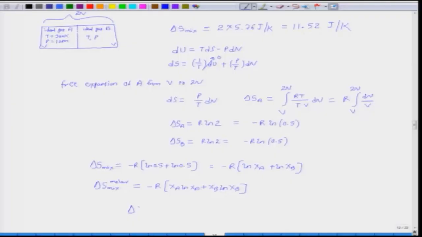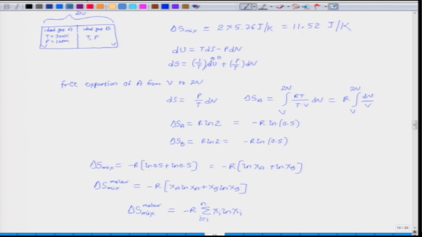And this is applicable for mixing of any number of ideal gases. So if we have, let us say, n number of gases mixing, obviously molar will have R sigma i equal to 1 to n xi ln xi. And obviously we can see this is a positive quantity. So an intermixing of ideal gases is accompanied by an increase in entropy, and that is why the intermixing becomes an irreversible process. So we considered this for ideal gases, mixing of ideal gases.